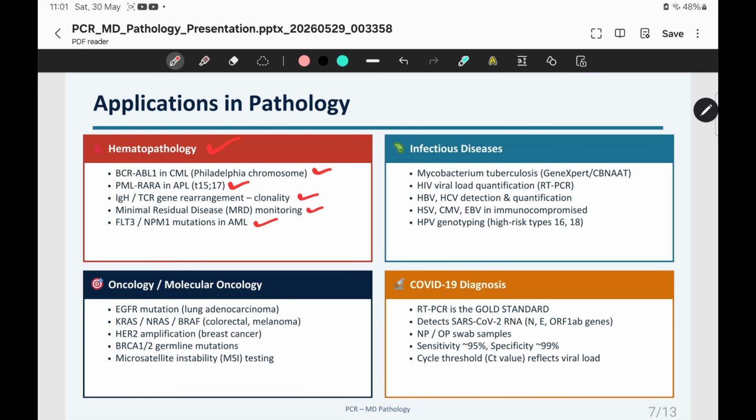In oncopathology, it is helpful in detection of EGFR mutation in lung adenocarcinoma, KRAS, NRAS and BRAF mutation in colorectal cancer and melanoma, HER2/neu amplification in breast cancer, BRCA1 and 2 germline mutations, microsatellite instability testing also.